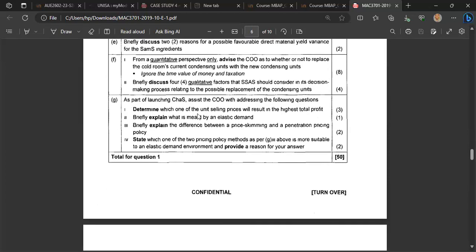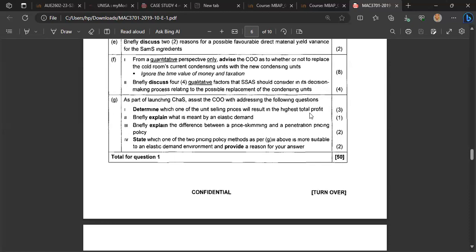And then determine which of the unit selling prices will result in the highest total profit. Questions like these don't really have a format or a methodology. These are common sense. This is where you can put in your own presentation. Because if you are determining which of the unit selling prices will result in the highest total profit, you want to present it in a way that's understandable.